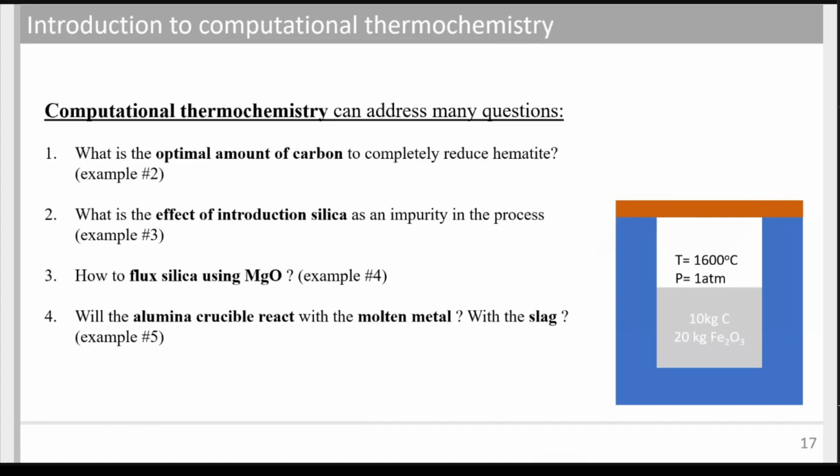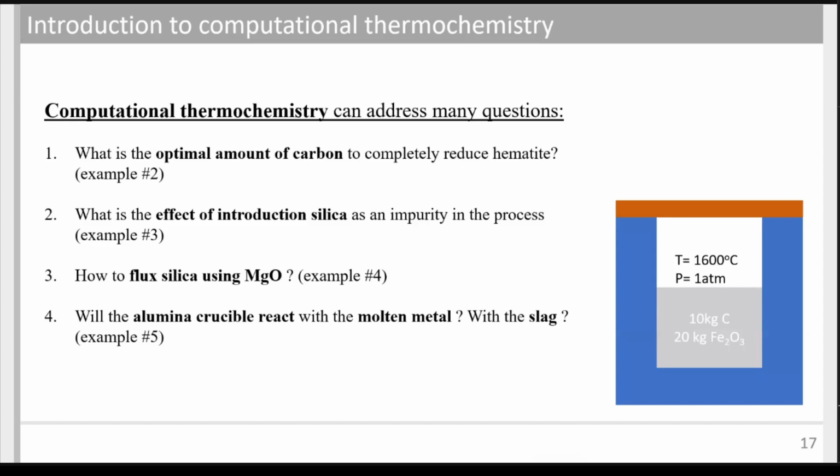What can we address as question regarding the sample example that we have here? And these are the examples that I will show in a moment. So first of all, as we saw previously, I have an excess of carbon in my system. So is there a way, that will be my example number 2, to find the optimal amount of carbon that is required to reduce this hematite?